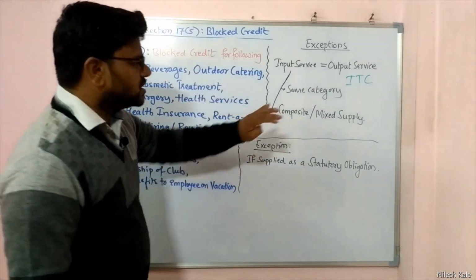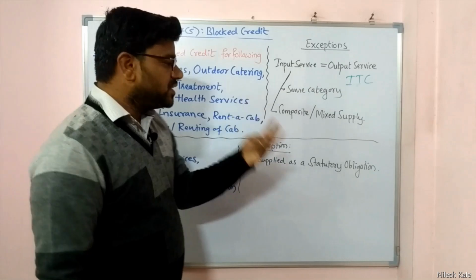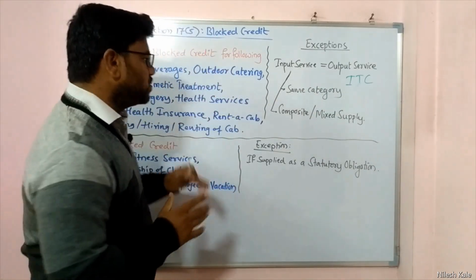Now there are conditions. How is this possible? If same category supply is happening, or composite or mixed supply is happening. I will give you an example so that you will understand better.